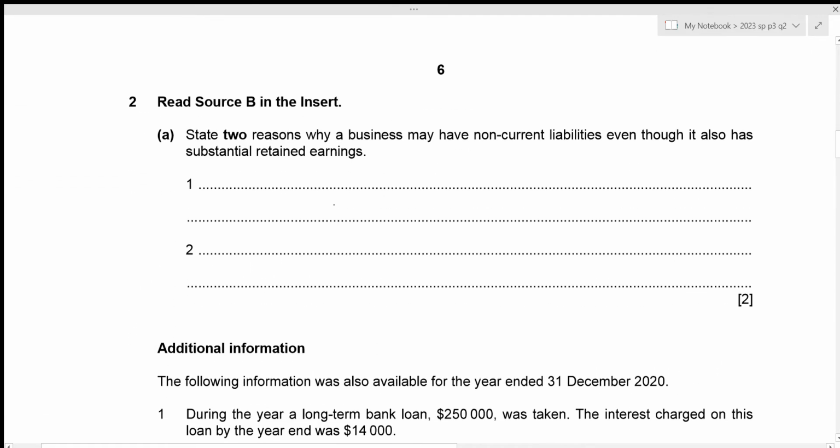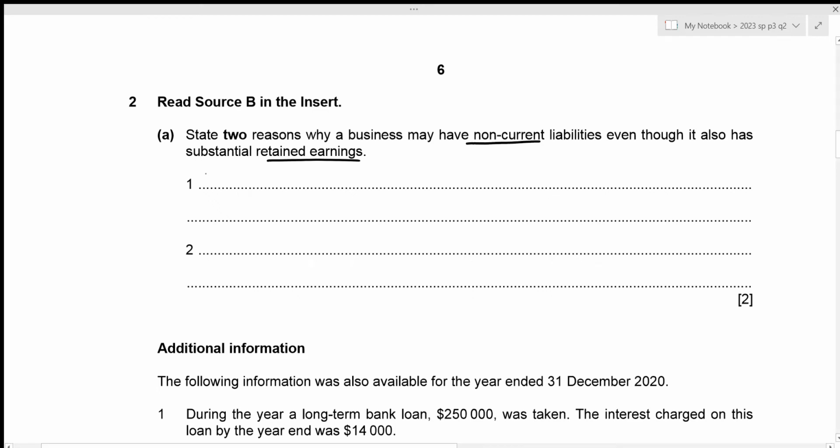We need to state 2 reasons why a business may have non-current liabilities, even though it also has substantial retained earnings. Okay, so the first thing we need to understand is retained earnings is basically the accumulation of profit. And profit is not the same thing as cash, because in profit we utilize our accrual concept as well, which means that we also record those amounts which we have not received yet, which means that it is not equal to the cash holdings that our company has. And this is the first reason why a business may have non-current liabilities in order to bring in cash, even though it has substantial retained earnings.